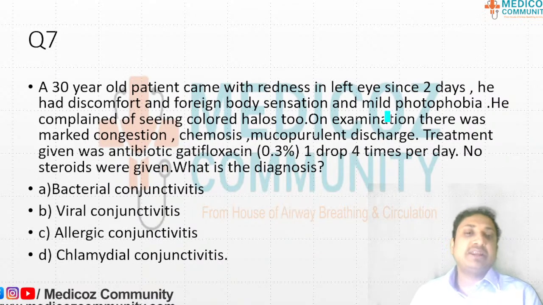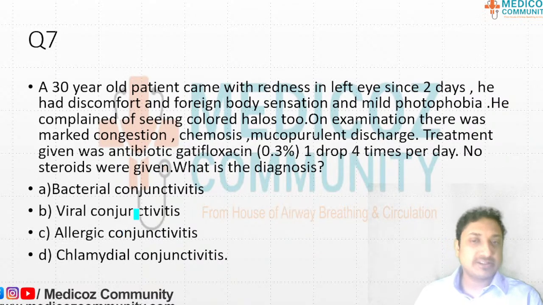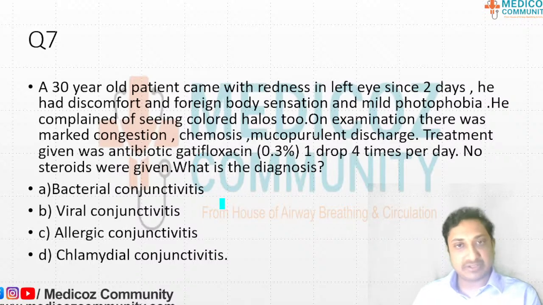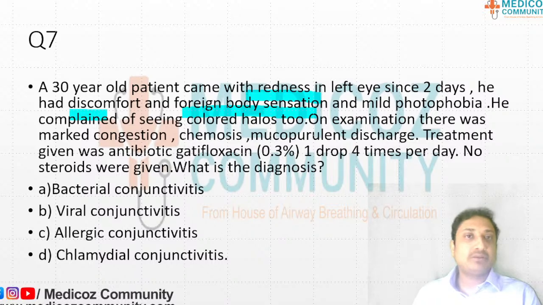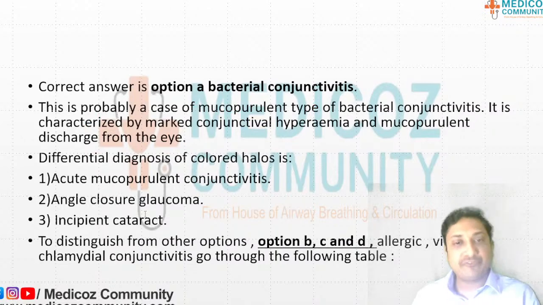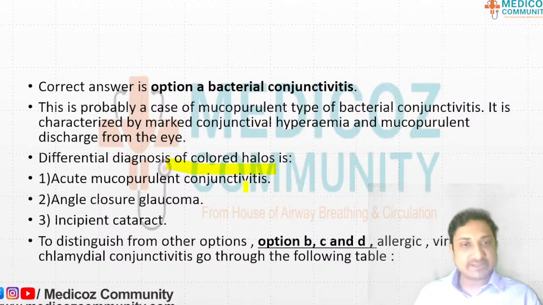Now if we read the question again and see the options, all the options are conjunctivitis. So we know that we are dealing with a case of conjunctivitis. No need to use your more brain. So what are we given? We are given redness, discomfort and foreign body sensation, which is there in all the conjunctivitis, with mild photophobia. Apart from that, what we are given is colored halos. There are some specific differential diagnoses of colored halos which you should definitely know because you will be asked an MCQ on this. The differential diagnoses of colored halos are acute mucopurulent conjunctivitis, angle closure glaucoma, and incipient cataract.